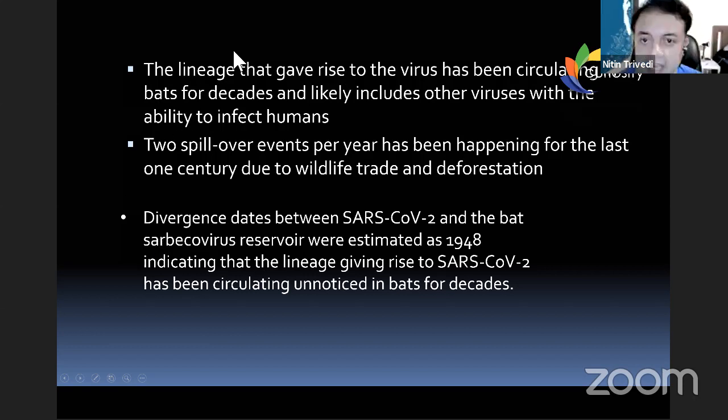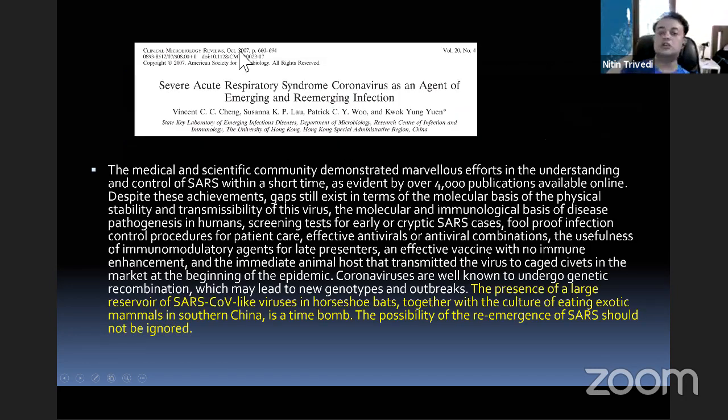Now, if you go back in time, this is a paper published in a journal called Clinical Microbiology Reviews in 2007, by Vincent C.C. Cheng et al. The title is Severe Acute Respiratory Syndrome Coronavirus as an Agent of Emerging and Re-emerging Infection. A very old paper, 2007. This is the abstract of that paper. They did the same thing, the phylogenetic study. Now you see the final sentence.